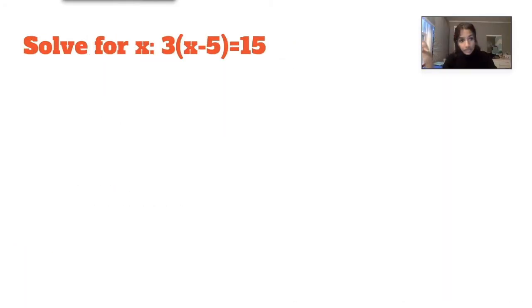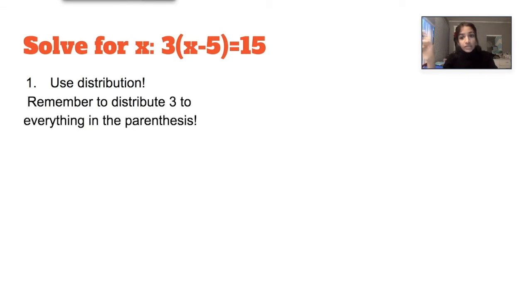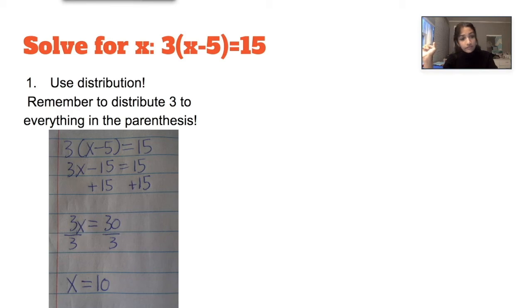So here's another example of manipulating an equation. 3 times x minus 5 is equal to 15. We can use distribution and distribute 3 to everything in the parentheses. We get 3x minus 15 is equal to 15. Then, we use the addition property and add 15 to both sides. Then we get 3x is equal to 30. We divide 3 on both sides, and we get x is equal to 10.